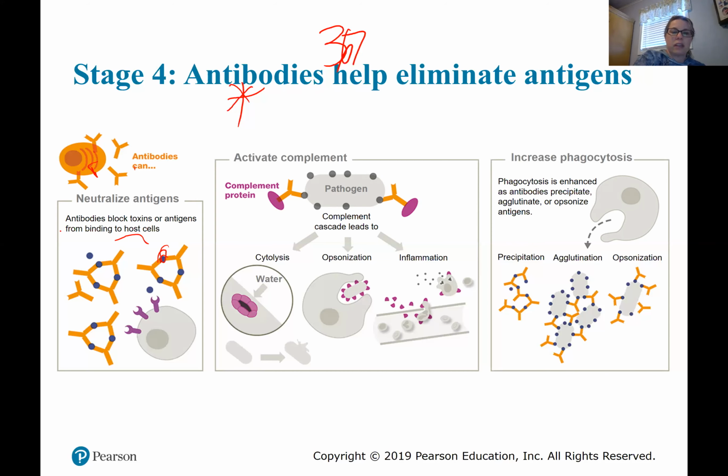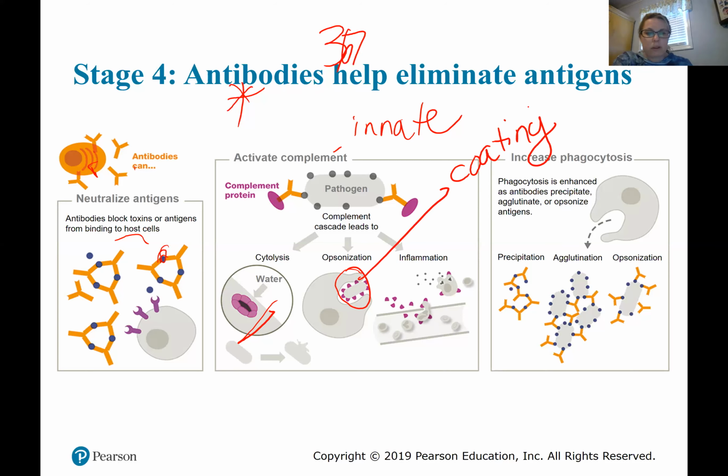Complement, that's part of the innate immune system, remember from last time. And there's a lot of different ways that complement works, but they can burst the cell, cause opsonization, which is coating, where the antibodies can coat this bacterium here and the phagocyte can identify it better, or stimulate inflammation. Okay, so they can neutralize, activate complement, or cause an increase in phagocytosis.